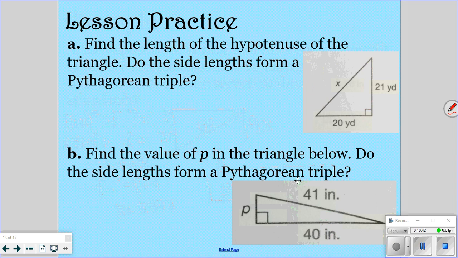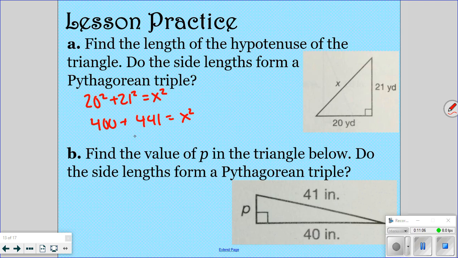Okay, so let's see if y'all can do these two practice problems by yourself, and then unpause the video and I'll go over them. So if we are looking for the hypotenuse, we're going to do 20 squared plus 21 squared equals x squared. So 20 squared is 400, and 21 squared is 441. And if you add those together, you get 841 for x squared, and then you take the square root. So x would equal the square root of 841, which is 29.